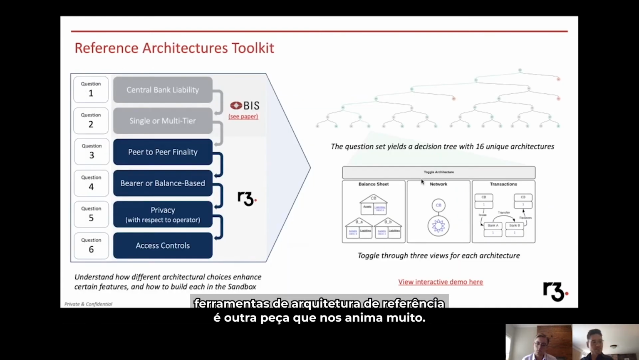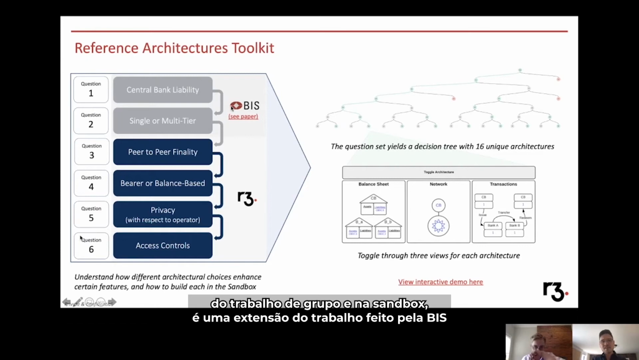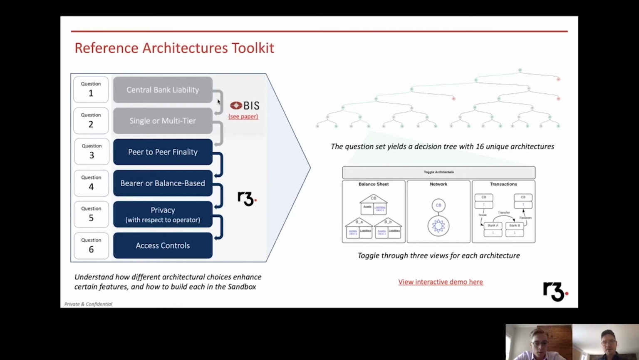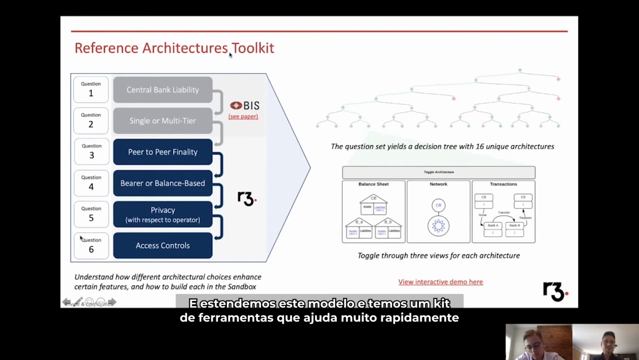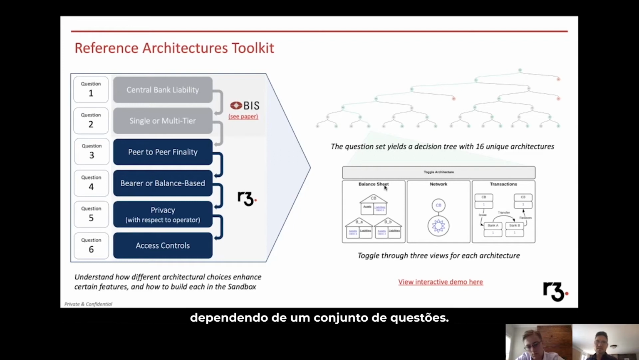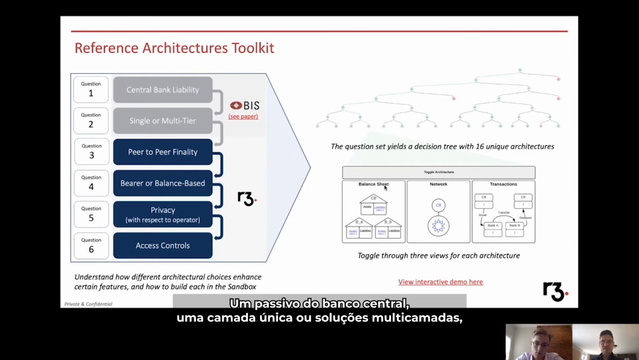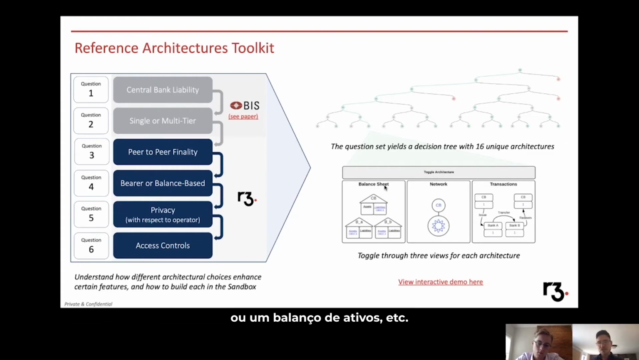The reference architecture toolkit is another piece of work that we're pretty excited about. This toolkit is available for members who participate in the working group and in the sandbox. It's an extension of the work done by the BIS, where the BIS released a few models for us to think about CBDC. And here we've extended this model, and we have a toolkit that very quickly helps reason around what architectures make sense to build depending on a set of questions. Is it a central bank liability? Is it a single or multi-tier solution? Is it a peer-to-peer finality? Is it a bearer asset or a balance sheet asset? Et cetera, et cetera. So pretty exciting. We have an interactive demo that we can share. Please do reach out to us if you'd like to learn more about the reference architecture toolkit.